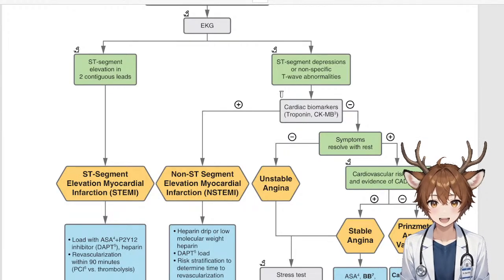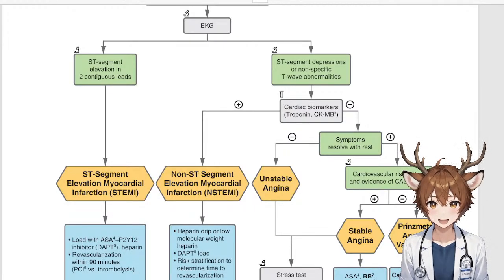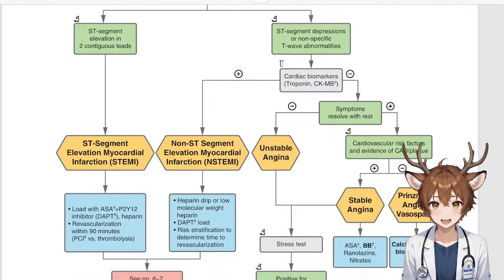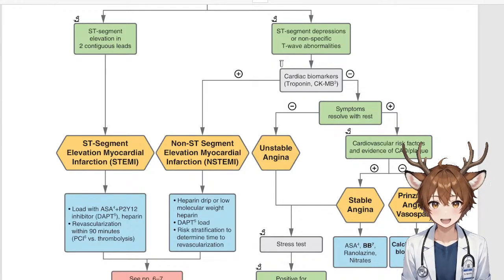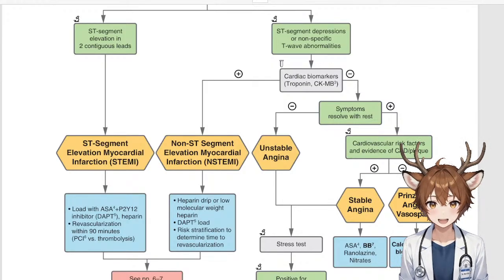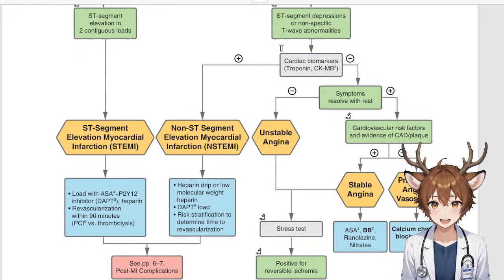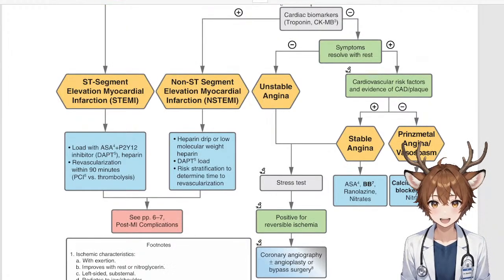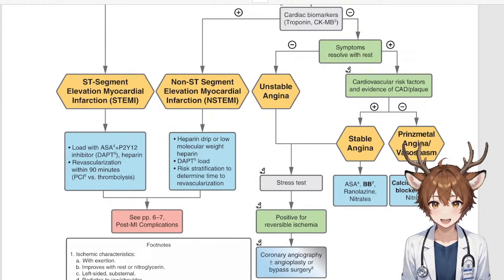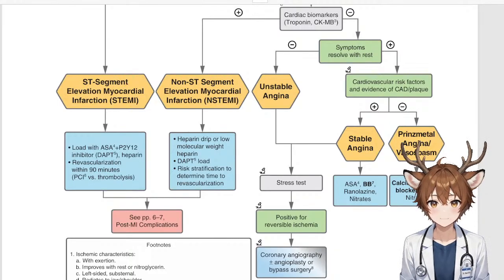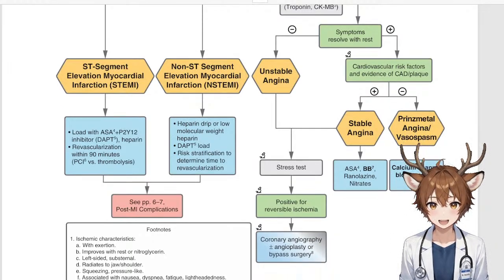The biomarkers are not elevated, but the symptoms do not resolve with rest. We have unstable angina. Unstable angina is when you have ST segment depression, biomarkers are negative, but it does not resolve with rest. Rest is not the issue. It's called unstable angina. What do we do in that case? Well, we do a stress test, and if it's positive for reversible ischemia, then we can go for coronary angiography plus or minus angioplasty or bypass surgery.